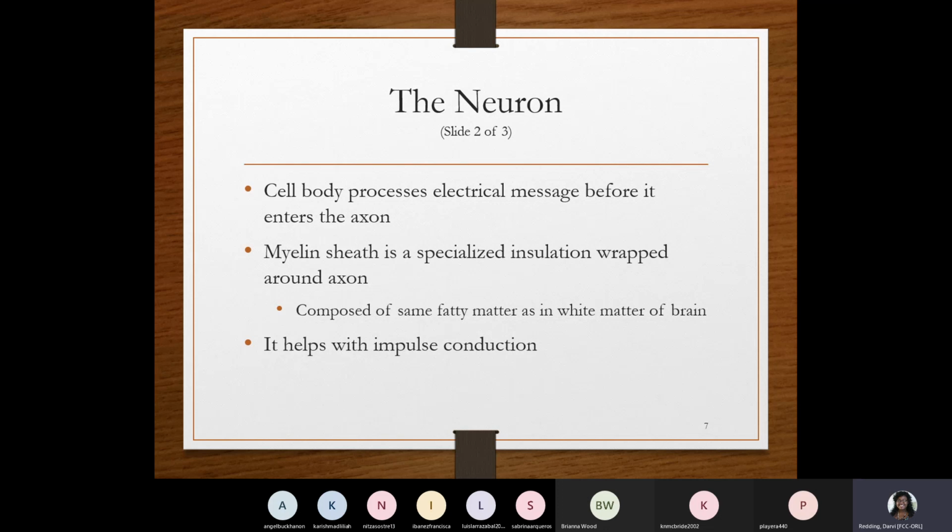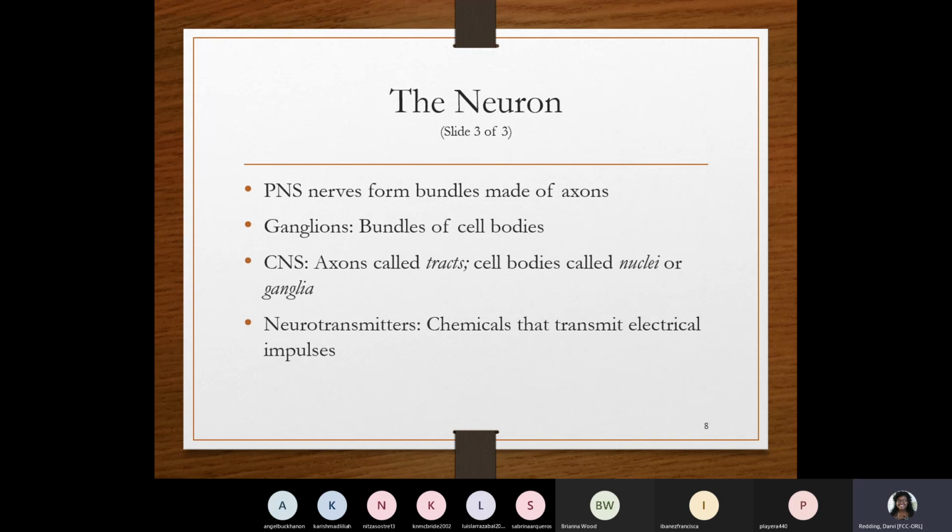Now, continuing learning about the neurons, you have the myelin sheath, which is a specialized insulation wrapped around the axon. It's basically composed of the same fatty matter as in the white matter of the brain. Within the neuron, it also helps with impulse conduction. Again, the neuron is the smallest unit of the nervous system. Inside of our neurons, we also have the cell body, which processes the electrical message before it enters the axon.